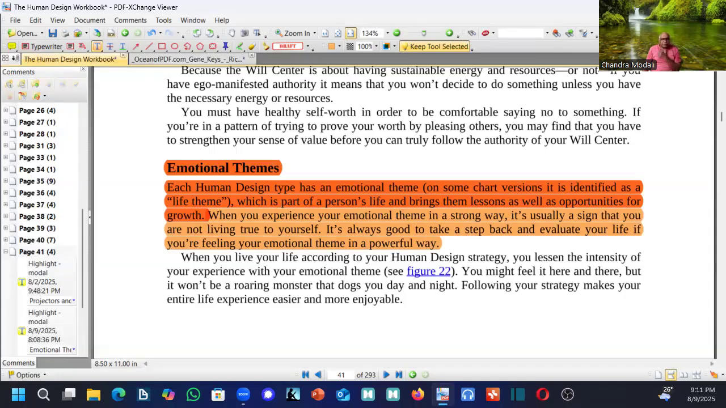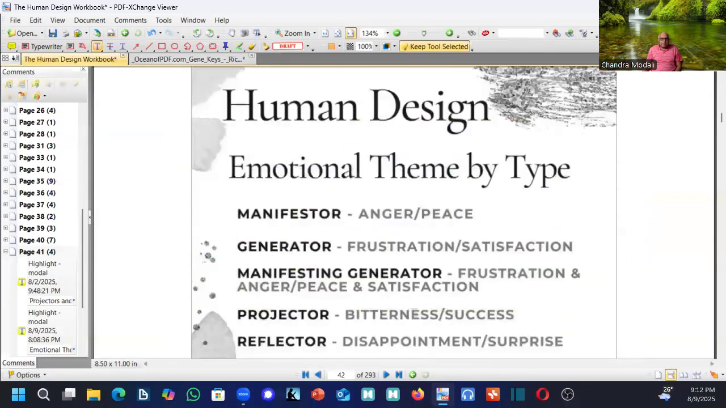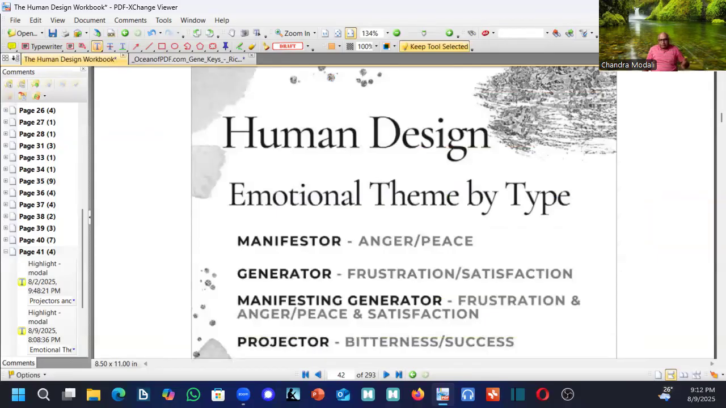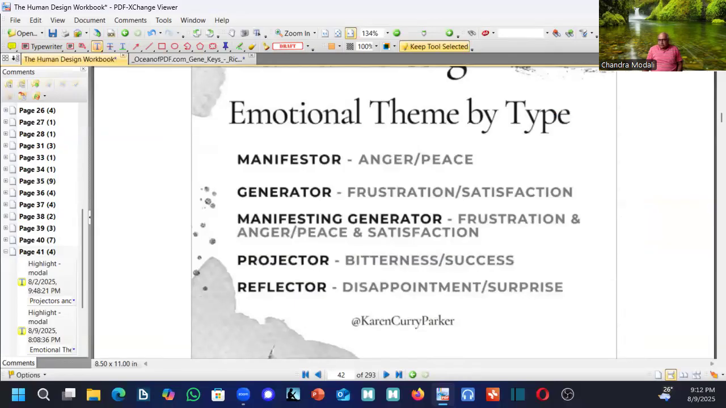Just think, right? When you live your life according to your human design strategy, the way you are built, you lessen the intensity of your experience with your emotional theme. What is that? Right? Now, the 5 energy types are manifestor, generator, manifesting generator, projector, reflector. These are the basis of which of your energy centers are charged, which of them are defined, which of them are not defined, based on and how the channels are connected to them. Based on them, he has defined the type of energy, right?